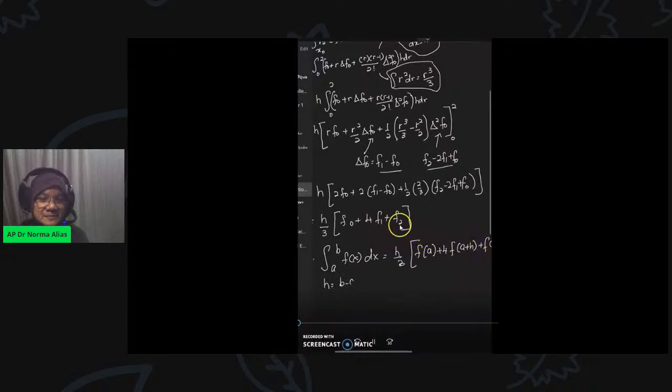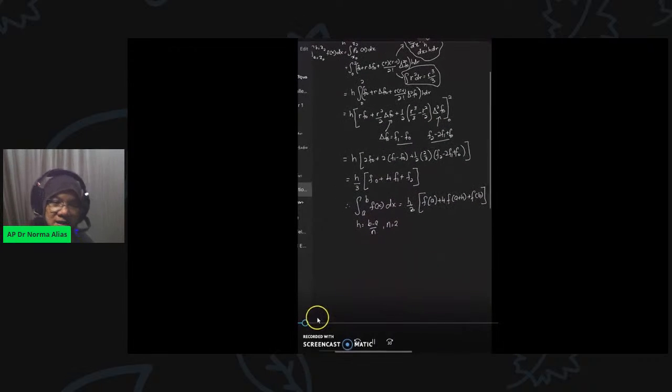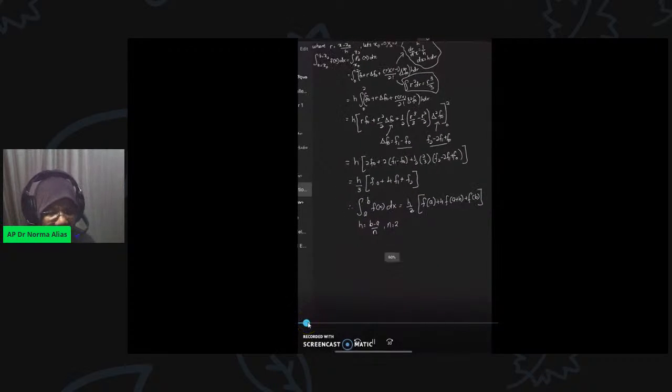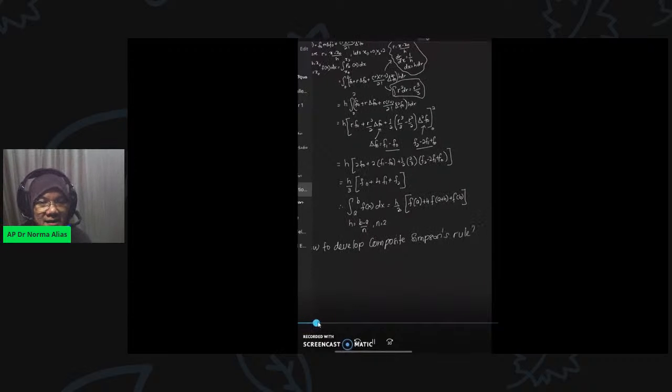There are 3 terms. What is h? H is the size of the interval, (b minus a) divided by n. What is n? N is the number of intervals, the number of subdomains. In this case you can choose not any n, but an even n.